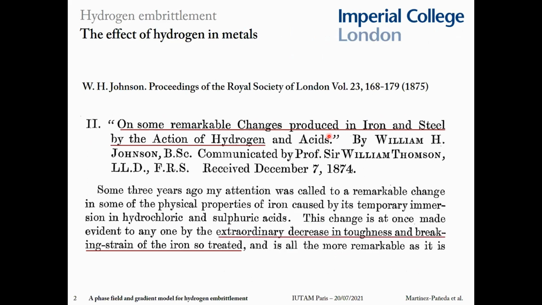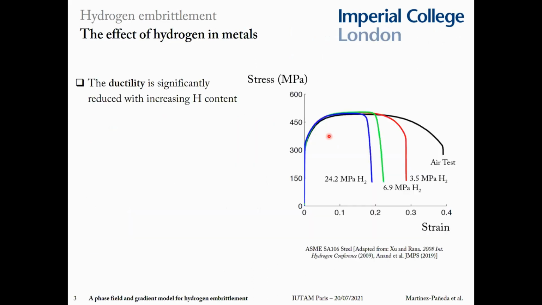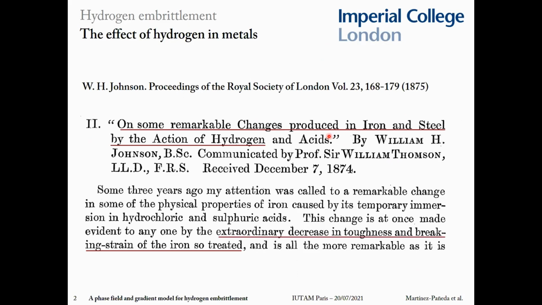1875, as you can see in the slide, by Johnson in the Proceedings of the Royal Society, where he writes about some remarkable and extraordinary changes in iron and steel, in the fracture toughness and the breaking strain of iron and steel in the presence of hydrogen. And you very rarely see words such as remarkable or extraordinary in scientific papers, but the effect of hydrogen in metals is indeed remarkable and extraordinary.